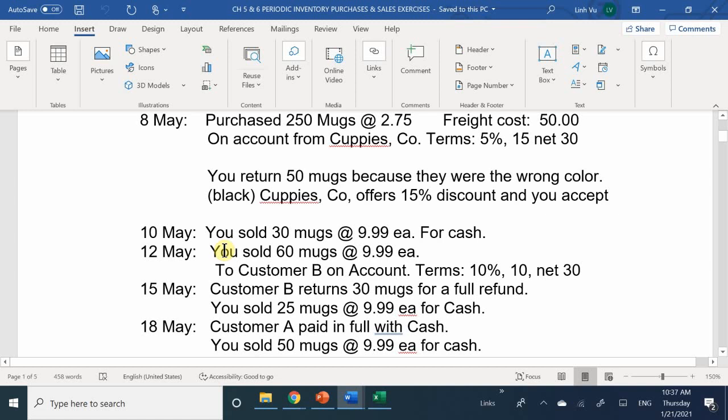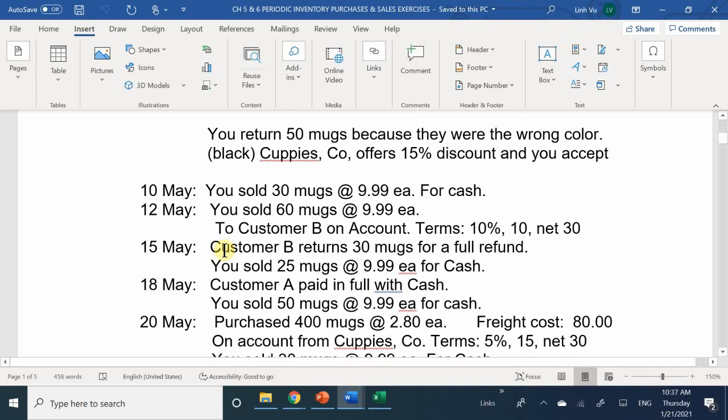Okay. Now, did customer B make any changes to his purchases? Did he make any returns? Yeah, I returned 30 of them. Yes, he returned half the stuff. Okay, so that means we adjusted how much he actually owes us. So let's go ahead and take a look at that.